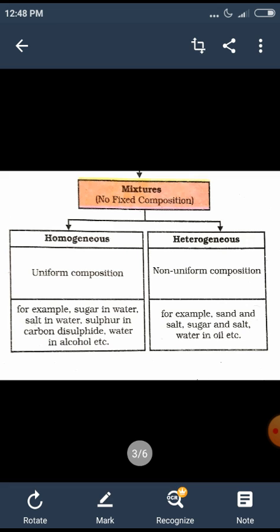Homogeneous mixtures have uniform composition. The particles are spread uniformly throughout. Can you give an example? Yes, sugar solution is homogeneous in nature. Even water in alcohol is a homogeneous mixture.